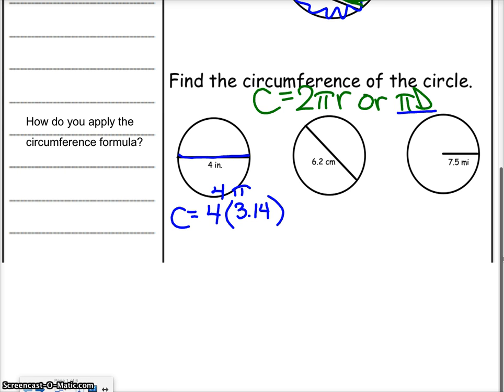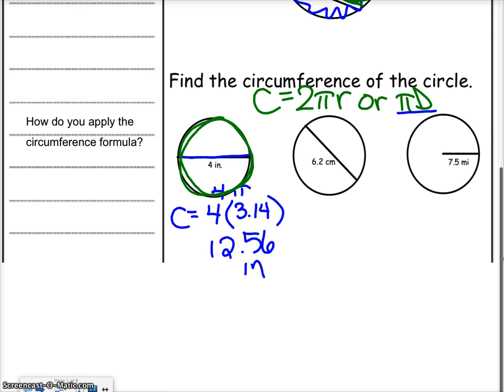4 times 3.14, which is something that I'm going to calculate, is 12.56 inches. So the circumference of the circle, now again, you have to understand what circumference is. It means around the circle. Around the circle is 12.56 inches.